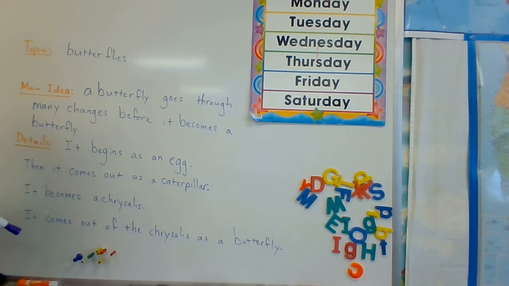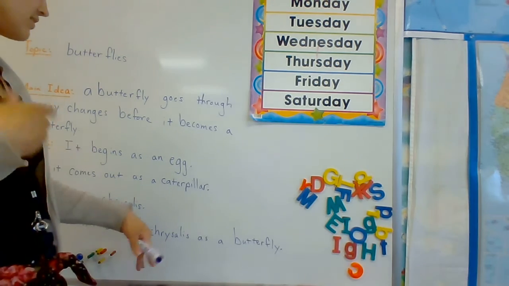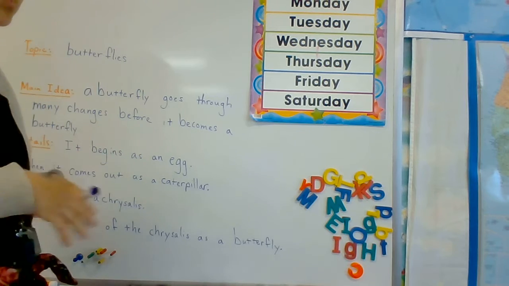So how exactly does it go through those changes? If you answer that question, then you'll find details in your story. Well, first it begins as an egg, then it comes out as a caterpillar, then it becomes a chrysalis. After it's a chrysalis, it comes out of the chrysalis as a butterfly.